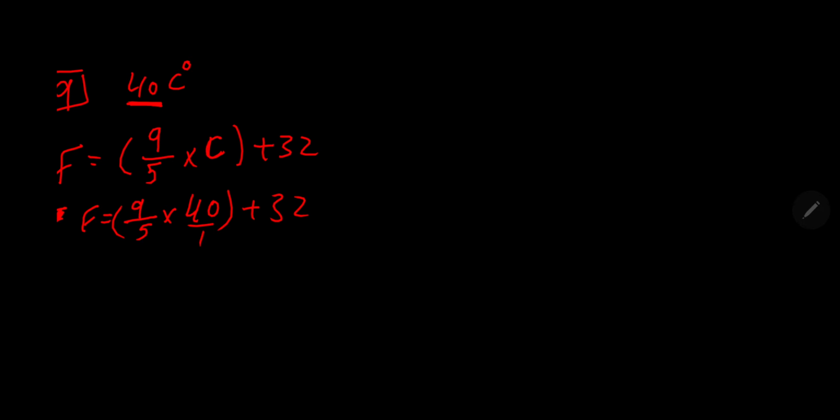Now the denominator of this one is 1, so F is equal to, we can do a common factor between those two. 5 divided by 5 is 1, 40 divided by 5 is 8. So 9 multiply 8 is 72. So we can write 72 plus 32, and F is equal to 104.